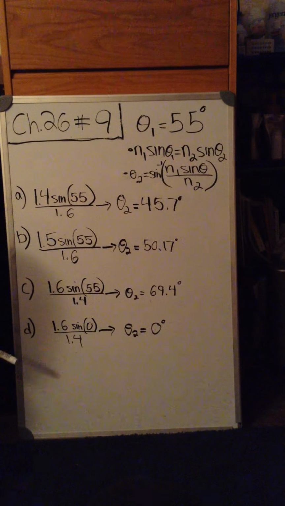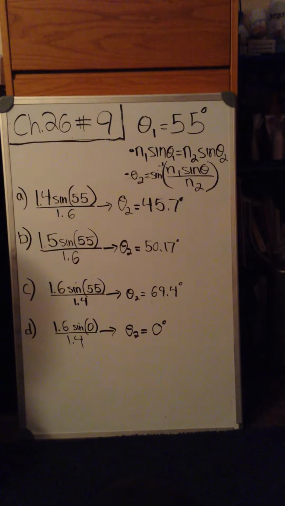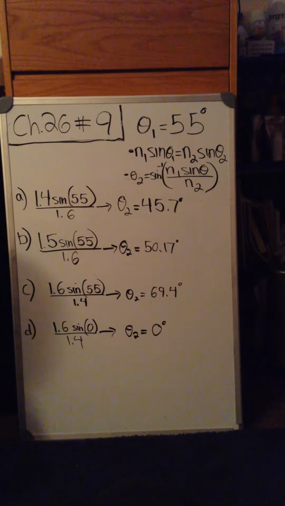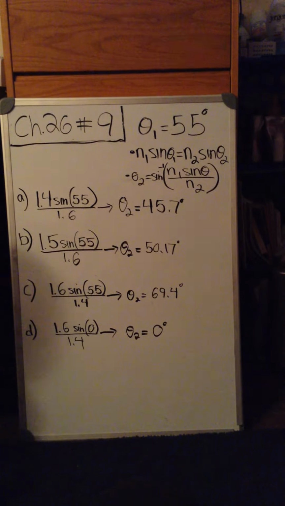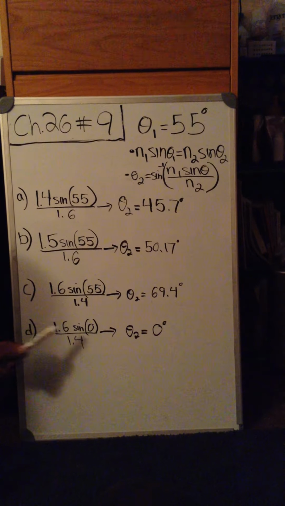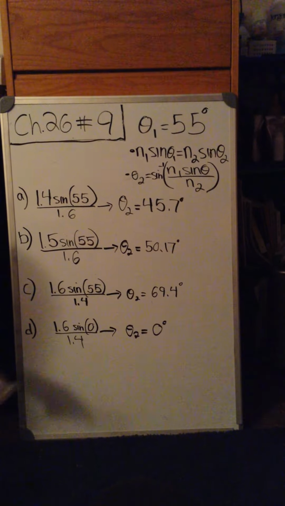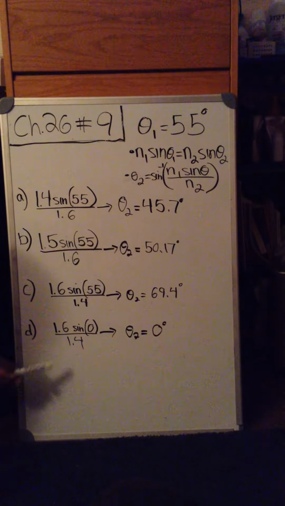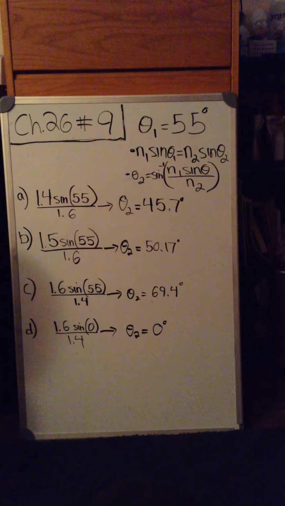And in part D, it is actually the only one where our angle of incidence is not 55. Our angle of incidence is instead 0 degrees. So what we do is take the sine of 0 multiplied by 1.6, but we know the sine of 0 is 0, so we have 0 divided by 1.4, so we ultimately get a value of theta 2 that is 0.